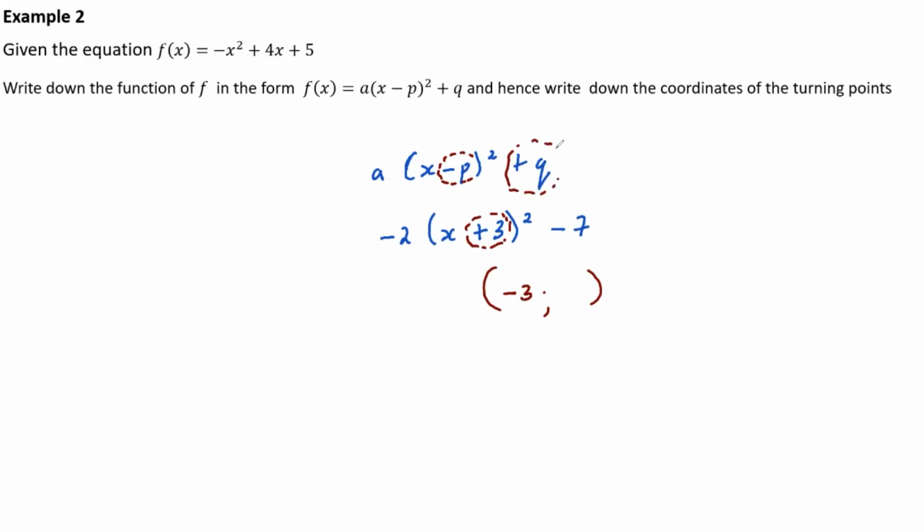Then plus q is equal to -7. That means q is equal to -7. So this becomes your turning points in that particular aspect. So that's what you do eventually as we go along. All right, allow me to move on.